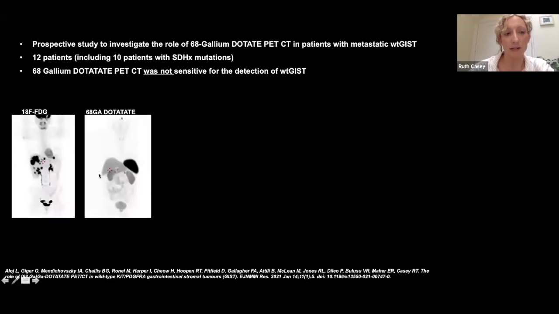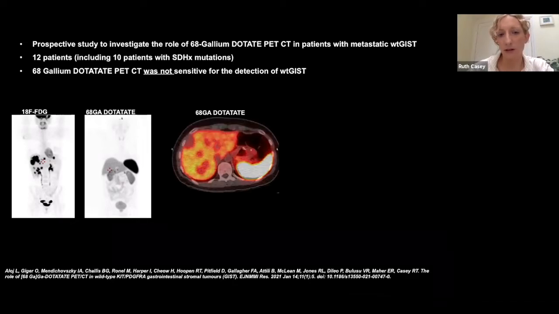Here we can see some examples. So this is a patient with a metastatic GIST, and you can see imaging using both 18-FDG PET-CT and dotatate PET-CT. So you can see that the liver lesions are very avid on FDG, but not avid at all on dotatate PET-CT. Another example here of a patient with liver metastases that are photopenic, if you like, on dotatate PET.